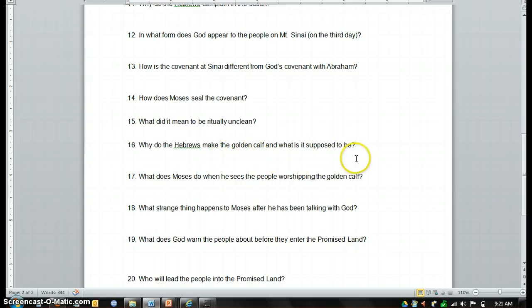Why did the Hebrews make a golden calf, and what's it supposed to be? So when Moses goes up on the mountain for 40 days to talk to God, they get scared that he's not coming back down, so they have Aaron make a golden calf, and it's supposed to be a god. Actually probably represents the Canaanite god Baal, B-A-A-L, and so they worship that. So when Moses comes down, he sees the people worshiping the golden calf. He has the 10 Commandments in his hand on the 2 tablets, and he gets furious and throws them on the ground and shatters them. And then he grinds up the golden calf and puts it into water and makes the people drink it.